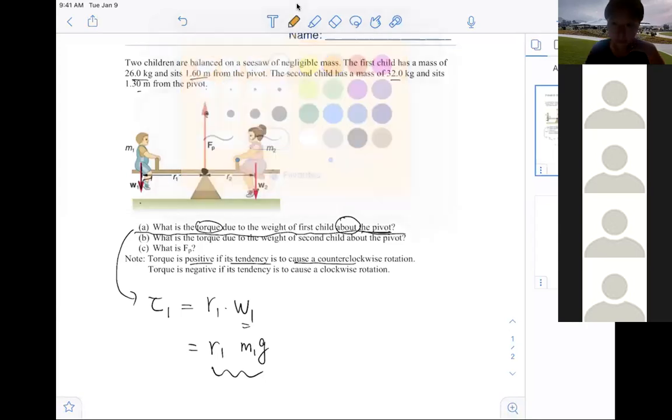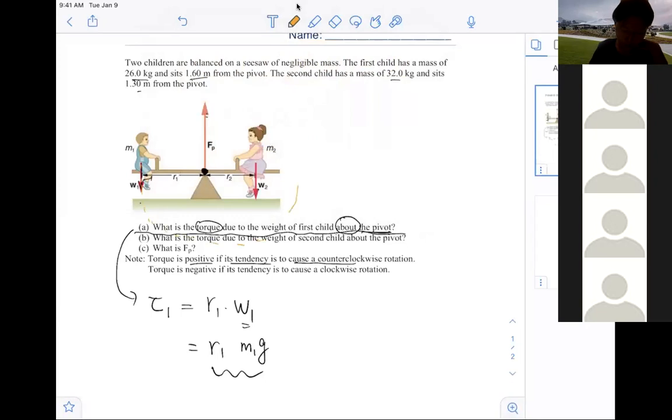Positive. Yeah, so you're saying, Nicholas, it's going to generate, or try to generate, a counterclockwise rotation, right? Yes, you can see that it's trying to push down, which will try to cause it to rotate counterclockwise. Very good. So this is positive, simply positive.